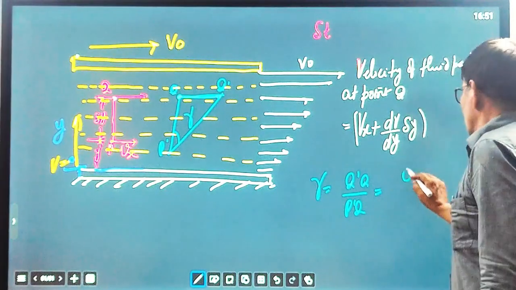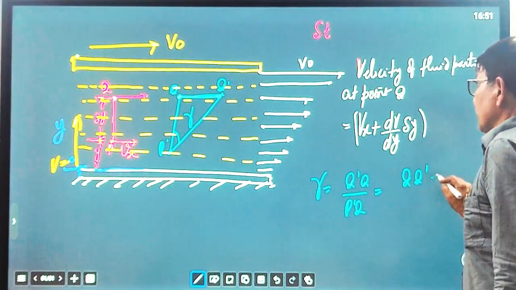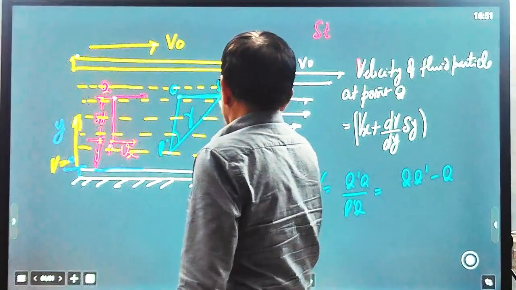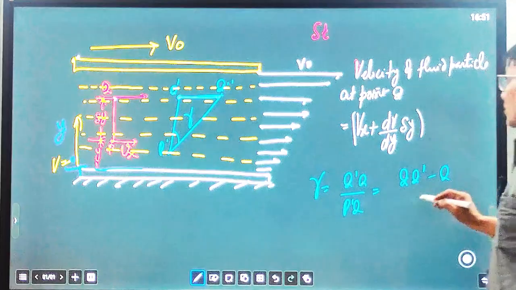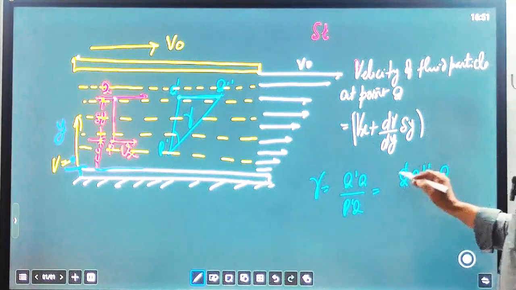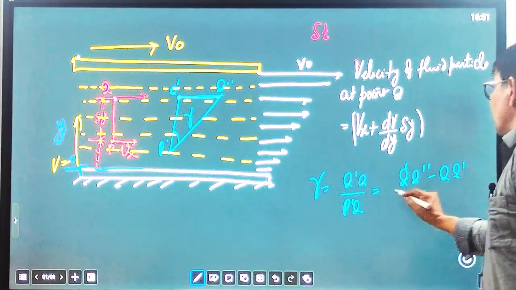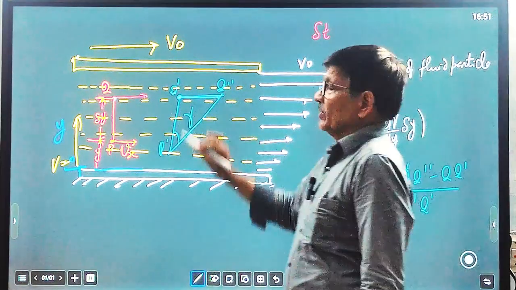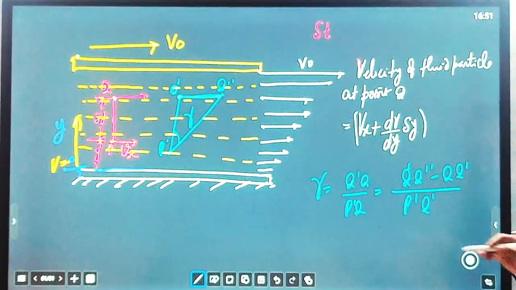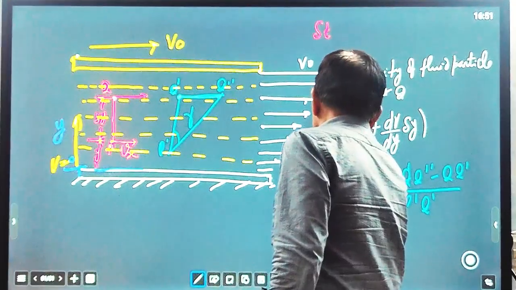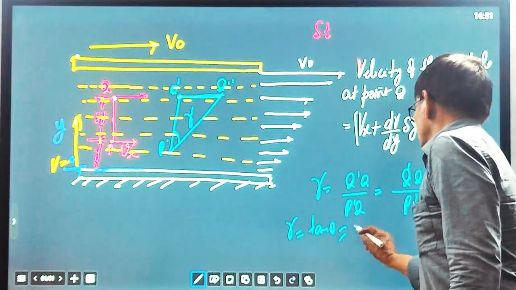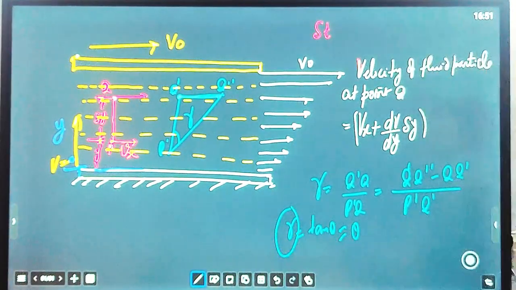That is equal to Q dash minus Q. Suppose we take different points, Q dash and Q double dash. Q double dash minus Q dash upon P dash Q dash. That is the strain, this angular strain that we want to find. Because you know that gamma is approximately tan theta. If theta is very, very small, then tan theta equals theta. That is gamma. It is the strain that we want to find.